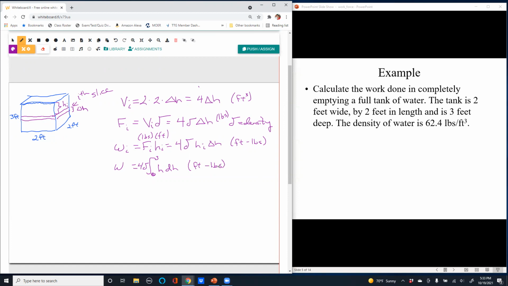Like I said, tank problems are really, really common. You're going to see a lot of tank problems in this section. Questions about this one?